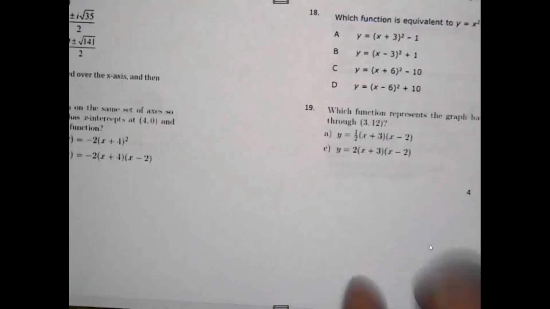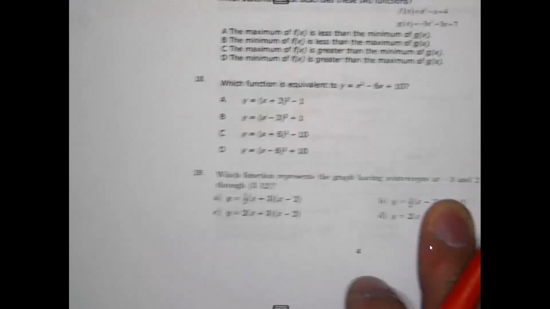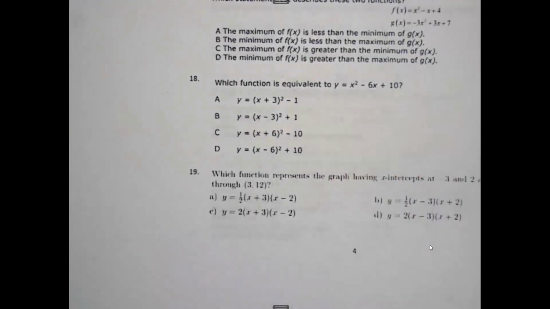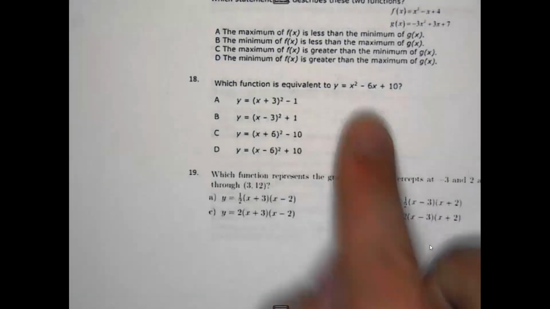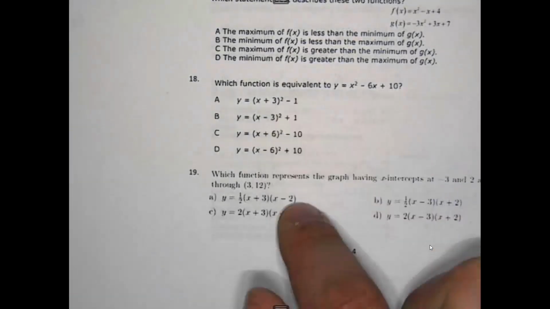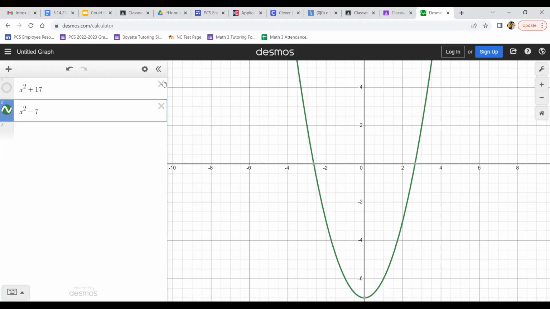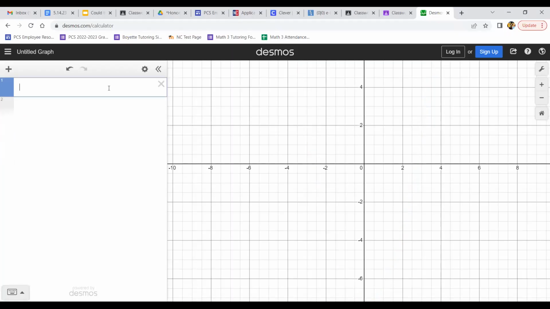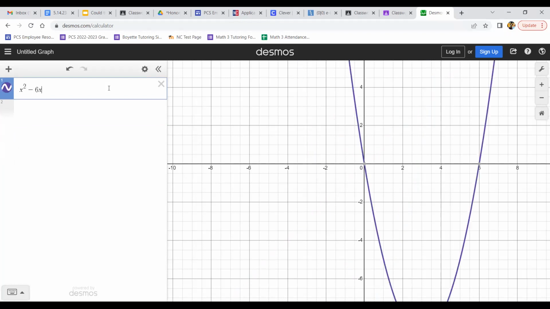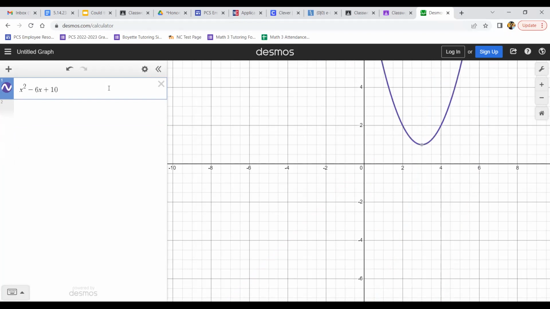So let's try number 18. Number 18 says, which function is equivalent to this? If it says which one is equivalent, that means we can graph the problem and graph the answer choices, and we'll know which one is the correct answer. So let's go ahead and try that new method we just learned. I'm going to graph the problem. The problem is y = x² - 6x + 10. So that's the problem. And now I'm going to graph the answer choices until I find the answer choice that matches and graphs on top of that parabola.